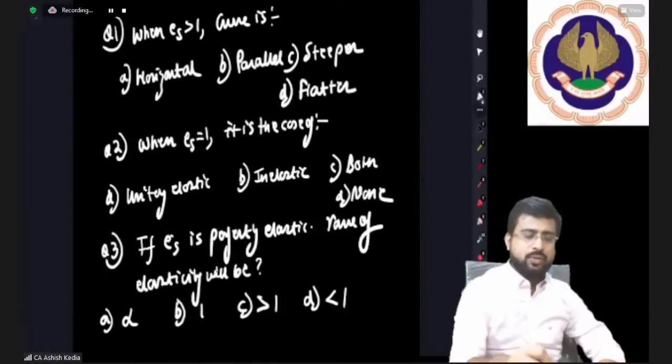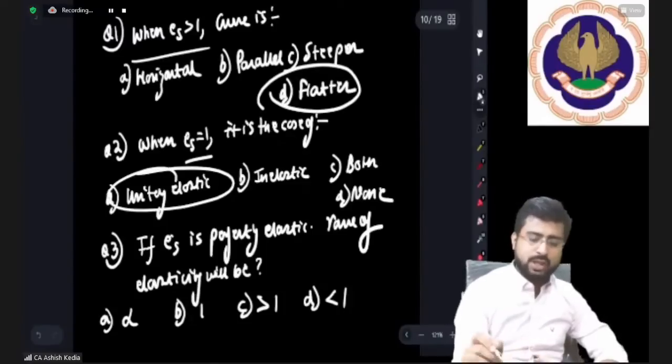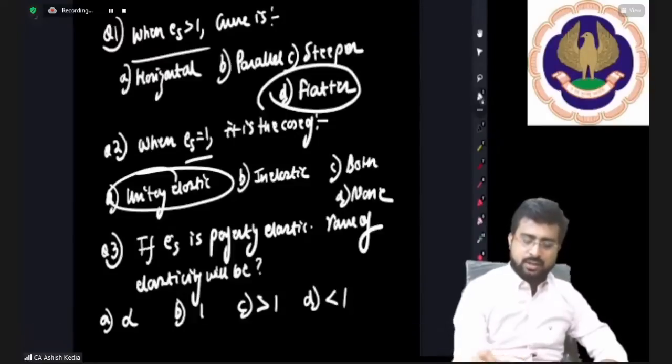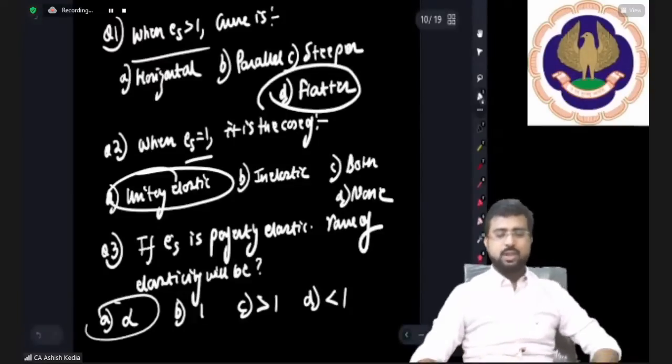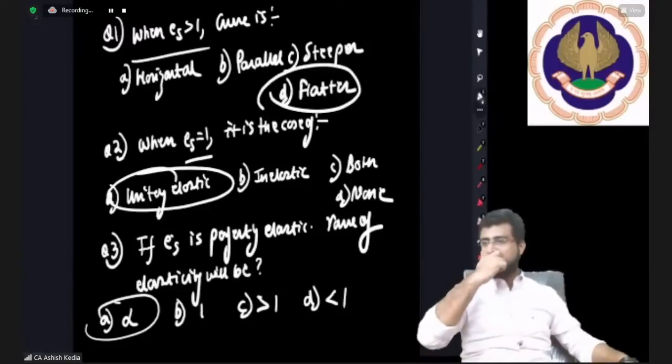All right. So when elasticity is greater than 1, the curve is relatively flat. When it's 1, it's called unitary elastic, and when it's perfectly elastic, the value will be infinity. So let's see how many of you get 3 out of 3.